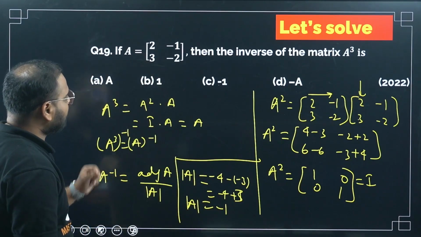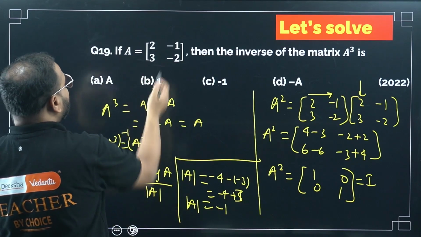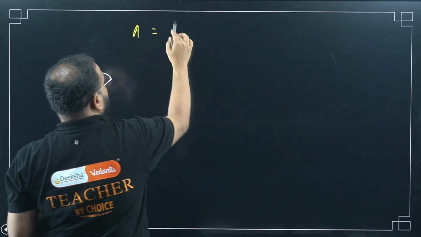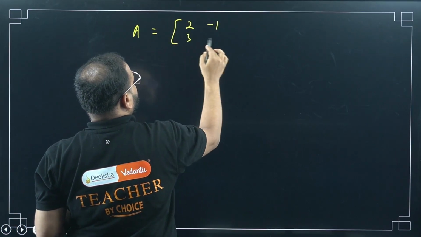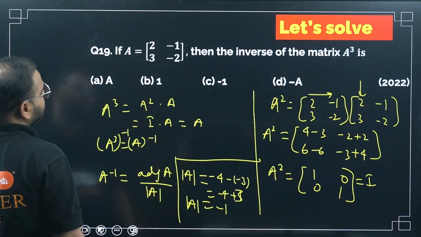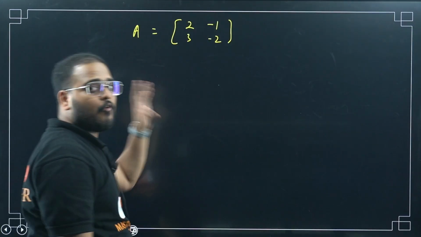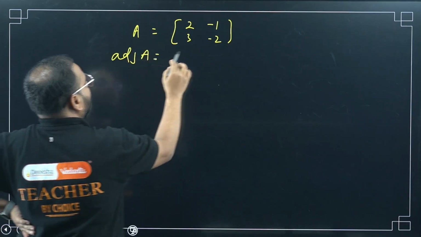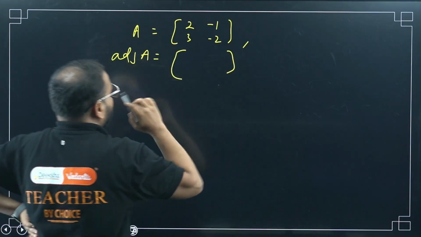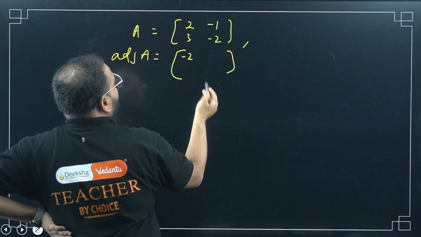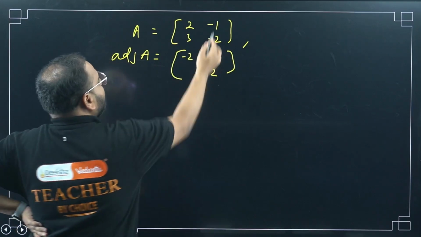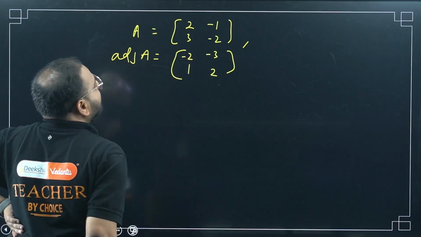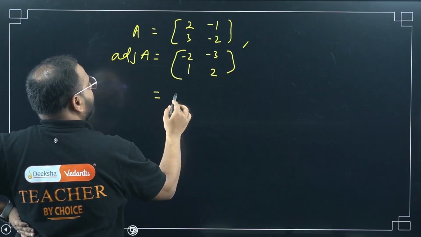Now we have to find adjoint of A. Let's write A first: 2, minus 1, 3, minus 2. Please cross check again. Adjoint means cofactors transpose. Cofactors and then transpose. Cofactor of 2 is minus 2. Cofactor of minus 2 is simply 2. Cofactor of minus 1 is minus 3. And cofactor of 3 is plus 1. Okay. Transpose, what are you going to do?